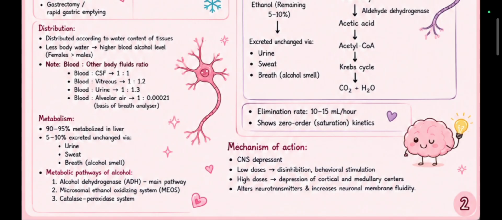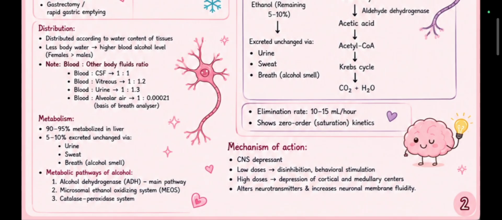In high doses, there is depression of cortical and medullary centers, and it alters the neurotransmitters and increases neuronal membrane fluidity. Now, just think about why alcohol would increase the neuronal membrane fluidity. Very easy. Just think of this point, why they said that alcohol increases neuronal membrane fluidity. It will increase the interest in the subject basically.